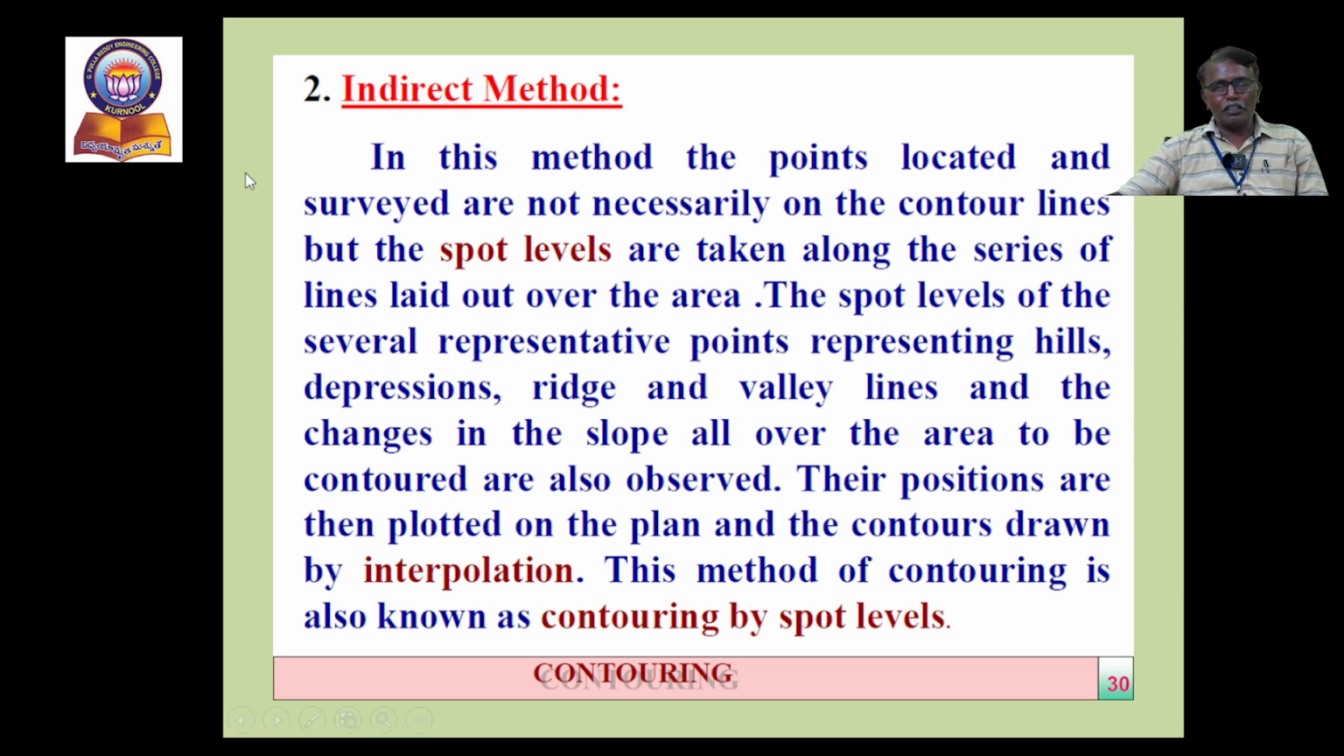Next method is indirect method. In this method, the points located and surveyed are not necessarily on the contour lines, but the spot levels are taken along the series of lines laid out over the area. The spot levels of the several representative points representing hills, depressions, ridge and valley lines, and the changes in the slope all over the area to be contoured are also observed. Their positions are then plotted on the plan and contours drawn by interpolation.